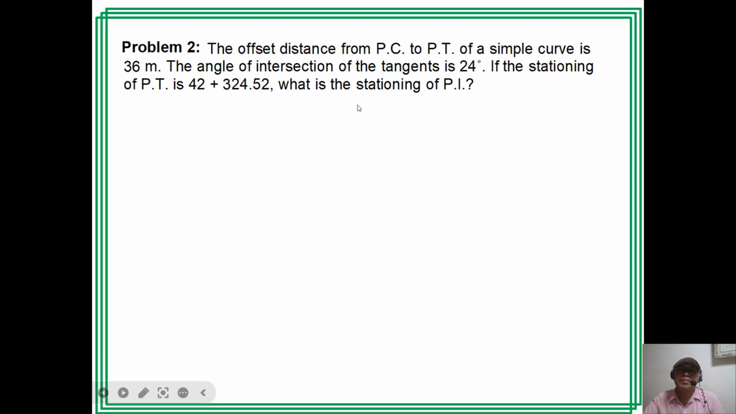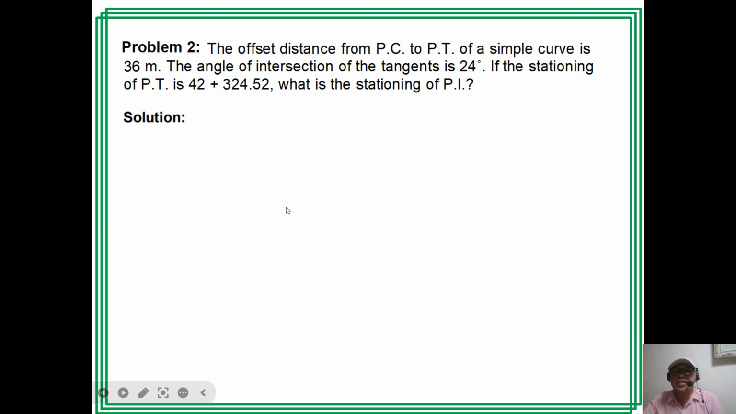Problem number 2. The offset distance from PC to PT of a simple curve is 36 meters. The angle of intersection of the tangents is 24 degrees. If the stationing of the PT is 42 plus 324.52, what is the stationing of the PI?